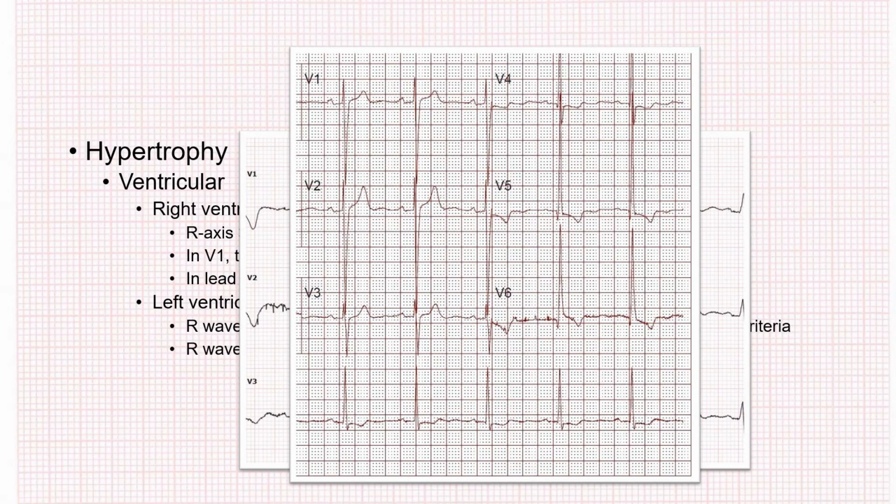This is just the most common rule I see applied. So you can see in this depiction that the S wave in V1 is almost 30 millimeters on its own, and the R wave in V5, which is bigger than the one in V6, is almost 40. So sum is 70. So this is a very obvious example of left ventricular hypertrophy.